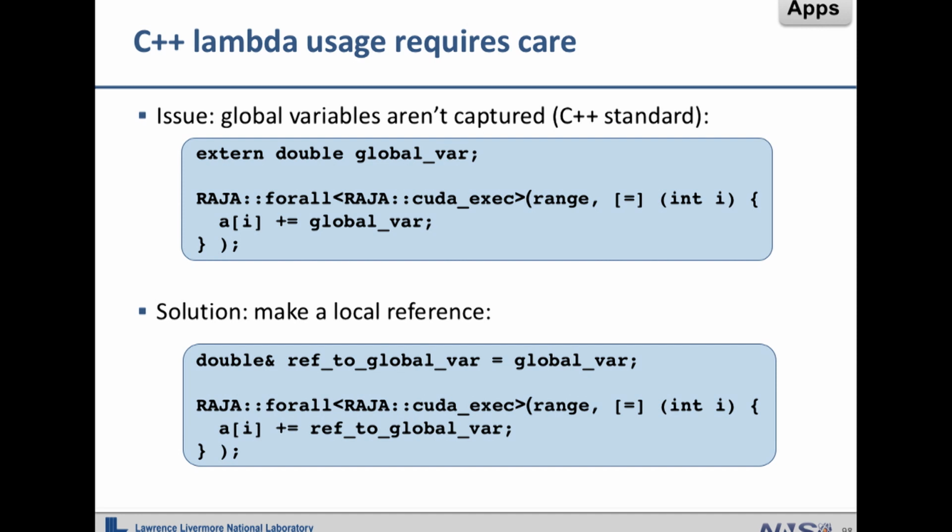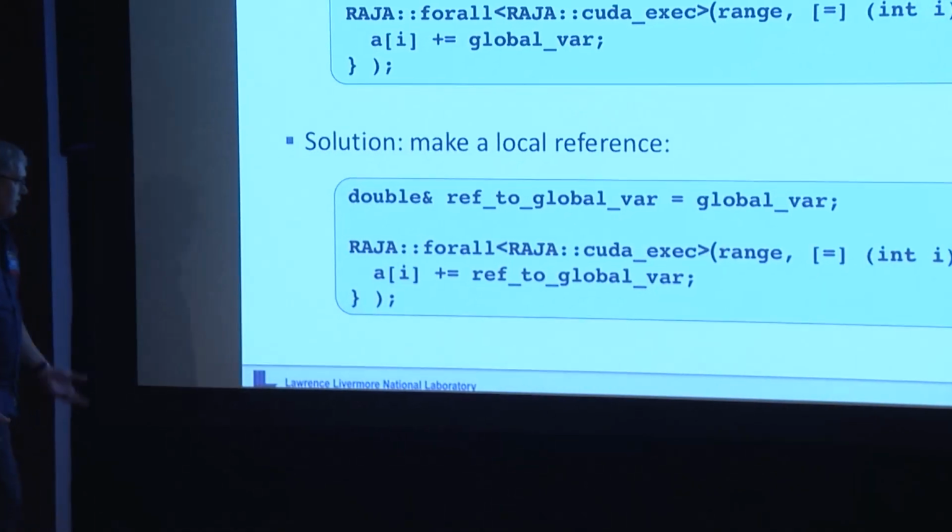One issue that we weren't completely aware of, we didn't think about it, but it actually bit several application folks and initially caught them by surprise, is that global variables are not captured in a lambda. And that's part of the C++ standard. It says that they're not. So when you do something like this, you will get a compilation error telling you that this is undefined inside your kernel. Now, one solution, and this is basically what our application folks are doing, and it's somewhat gross, but it works, is you just make a local reference to it here, and then you use that inside, and so that works.